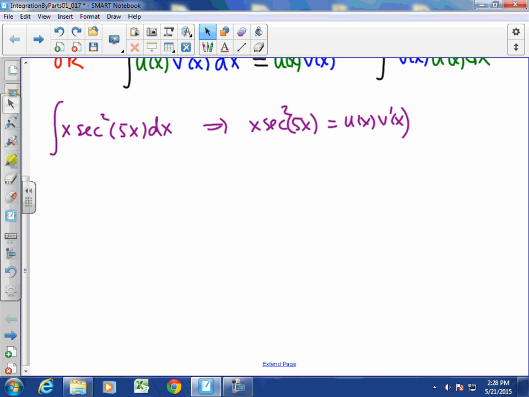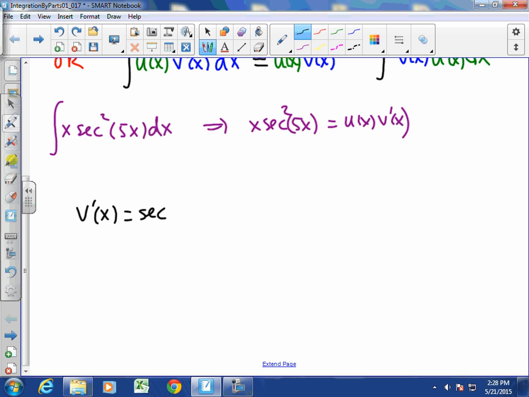So since the integral of secant square is tangent, it is most appropriate to let v prime of x be secant square of 5x. And then u of x has to be x. And if u of x is x, u prime of x is just 1.